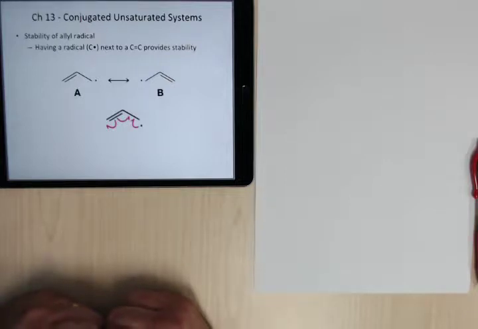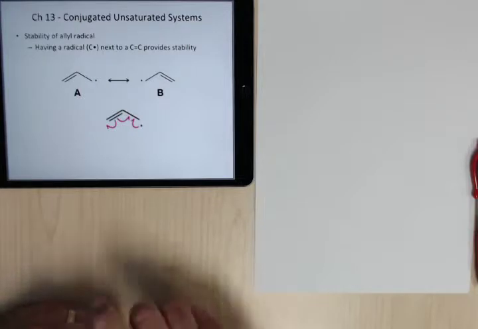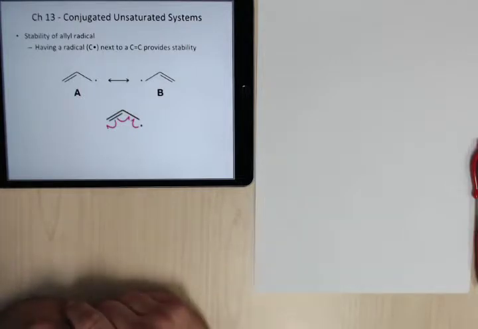Hello. This is going to be talking about Chapter 13 today in conjugated systems. Conjugated systems work a little bit differently than the regular alkenes. They have some quirky properties to them because you can deal with resonance structures, and so that makes them a little more complicated.